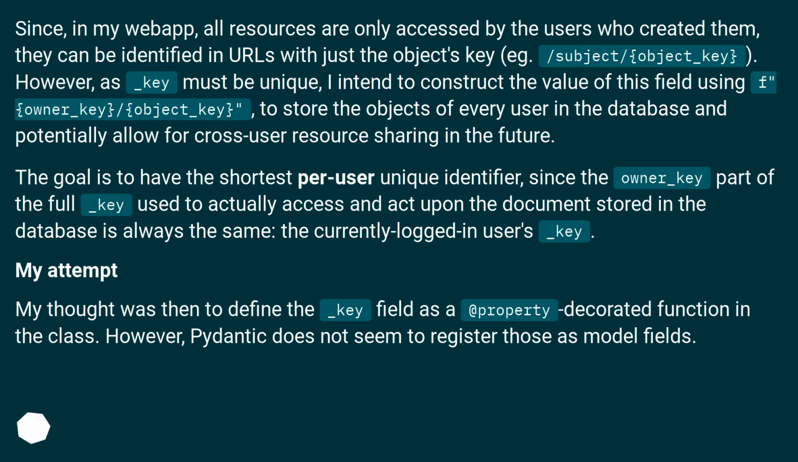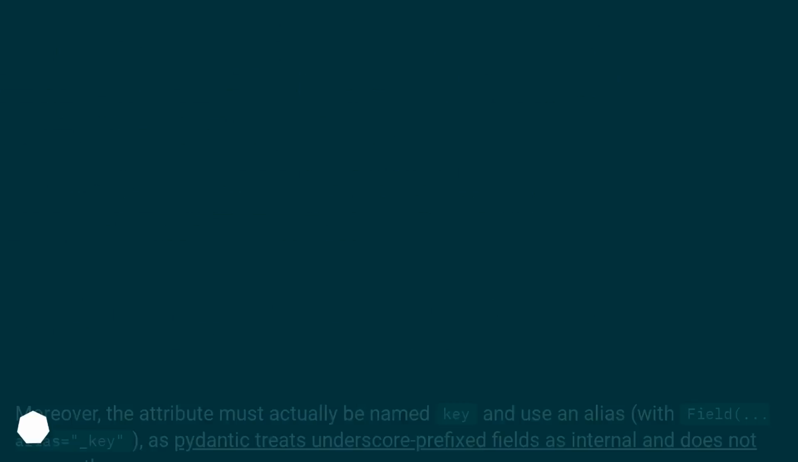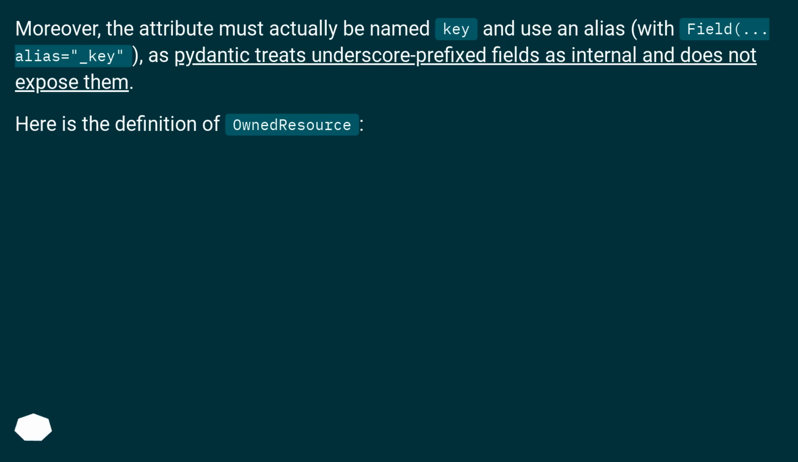My attempt. My thought was then to define the _key field as a @property decorated function in the class. However, Pydantic does not seem to register those as model fields. Moreover, the attribute must actually be named key and use an alias, with Field(alias="_key"), as Pydantic treats underscore prefixed fields as internal and does not expose them.